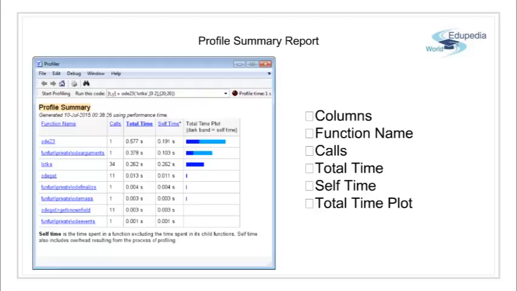Then you will see a column named self time. Total time in seconds spent in a function excluding time spent in any child function. Self time also includes some overhead resulting from the process of profiling and some lag that the profiler has, that is also included in this. Then you will see a total time plot. It is a graphic display showing self time compared with total time.